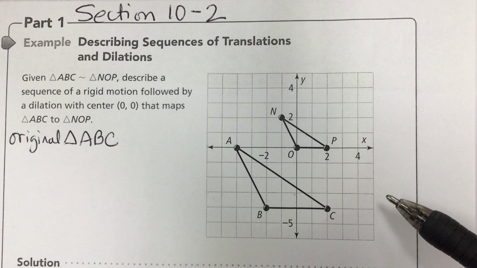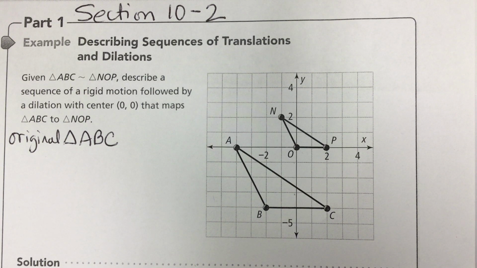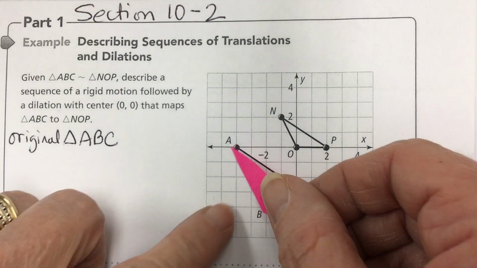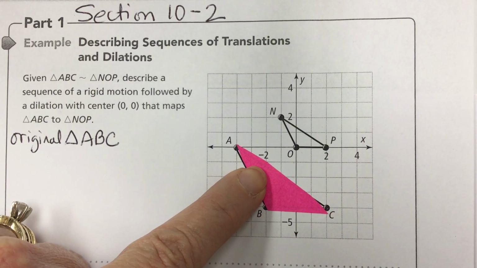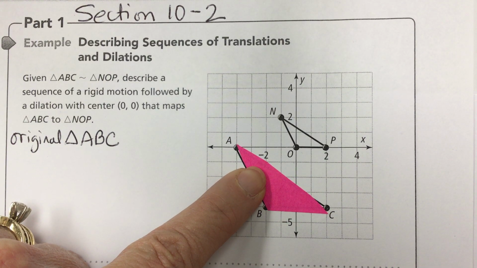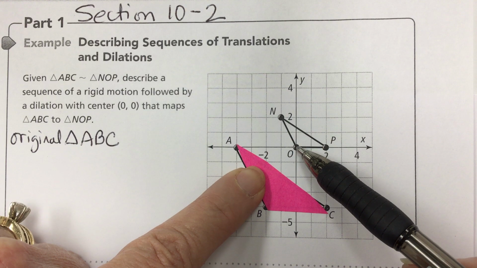They describe a sequence of rigid motion followed by a dilation with center 0, 0 that maps these two triangles together. So what we're going to determine is what steps we need to take in order to map these two triangles together so that we can show that they are similar. The first thing we're going to think about is this triangle ABC. How many units will I have to move the original triangle to the right and up so that B is lying on top of O?